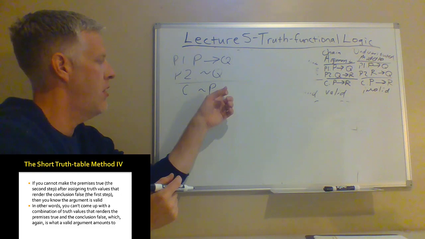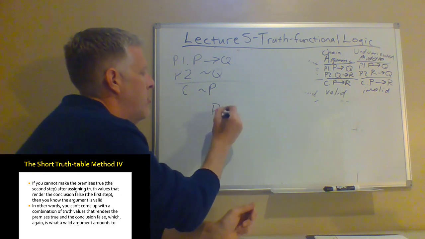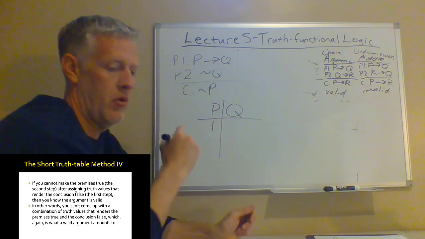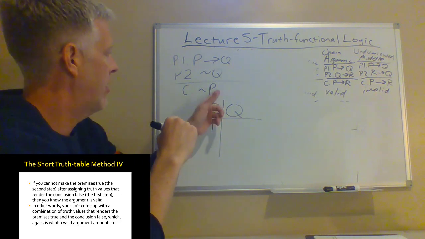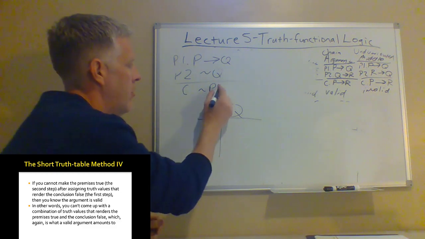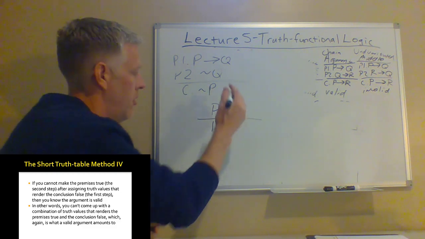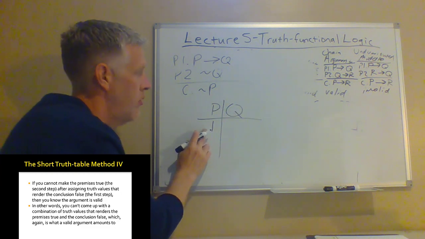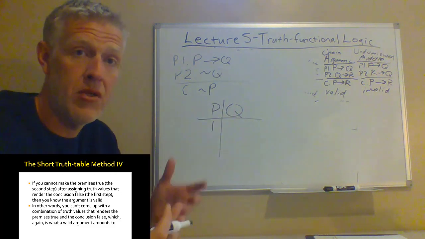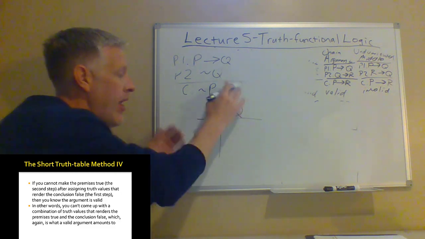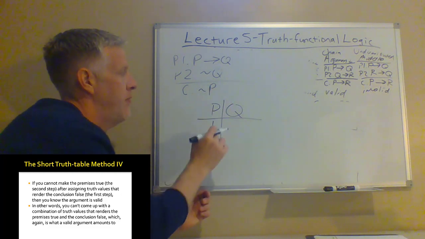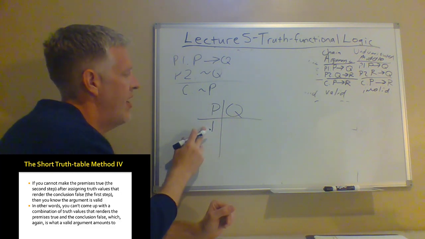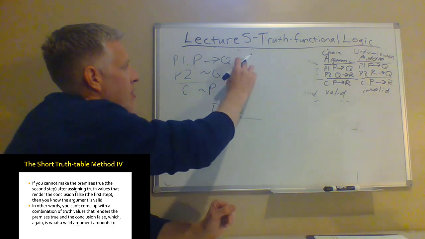To render the conclusion false, we're going to need a certain truth value for P. We're actually going to need a true truth value for P, because then the negation will be false. If P is true, then not P will be false. So we need P to be true in order to render the conclusion false, which is what we're trying to do to make it invalid. And if, plugging in this truth value for P, we can't make the premises also true, we know it's valid. So what happens? We assign P a true truth value. What happens then with the premises?